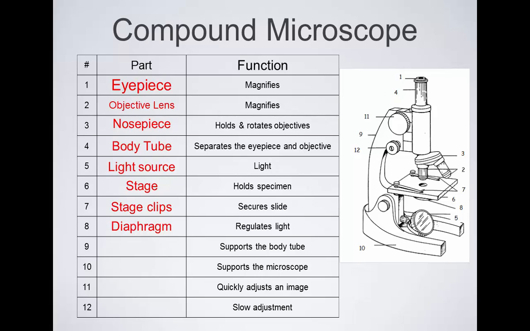Then there's a couple parts that are basically for support. There's the part that you hold on to here. It supports this part of the microscope. It's kind of like a handle that you might use. That's called the arm of the microscope. And then the part that rests on the table is called the base of the microscope.